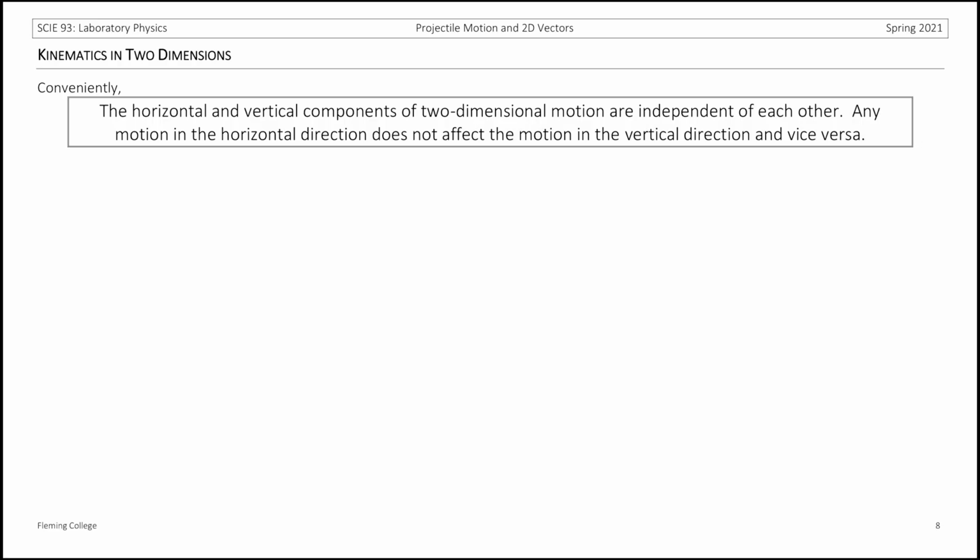So now that we can break two-dimensional vectors up into their components, we can look at how this applies to projectile problems. Conveniently, when we look at motion problems in two directions, the horizontal and vertical components of two-dimensional motion are independent of each other. So any motion in the horizontal direction does not affect the motion in the vertical direction. So we can look at these as separate one-dimensional problems connected together by the object and its time of the scenario.